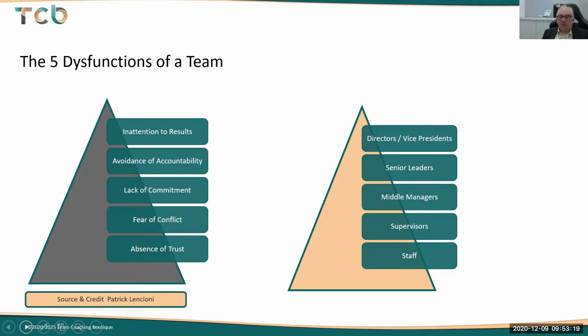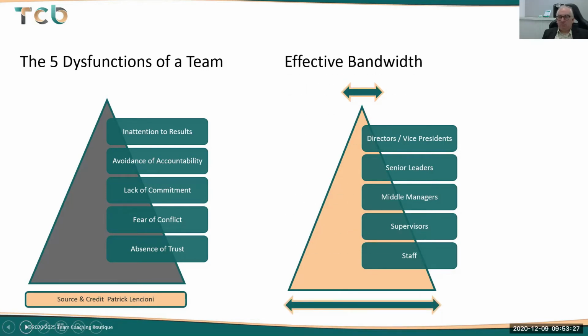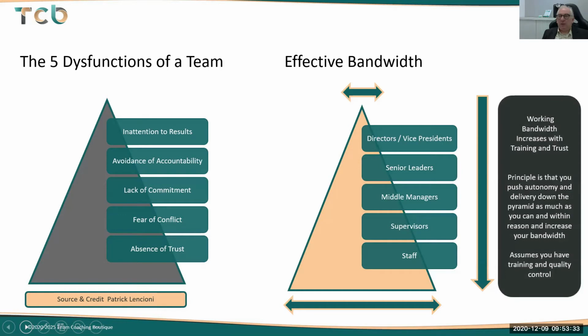We've just got a couple of illustrations as we go through the animations here to show this. If we can just carry through the animations, Debbie, thank you. As you can see there, the effective bandwidth. And as you go down the organization, if we go to the next animation, brilliant.